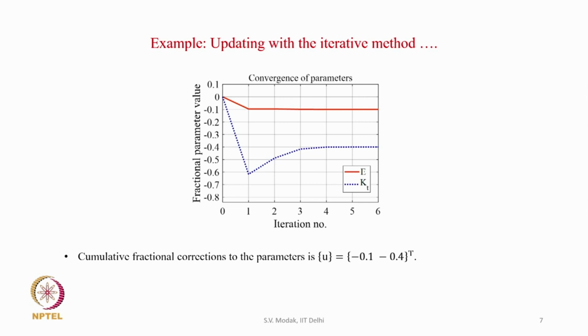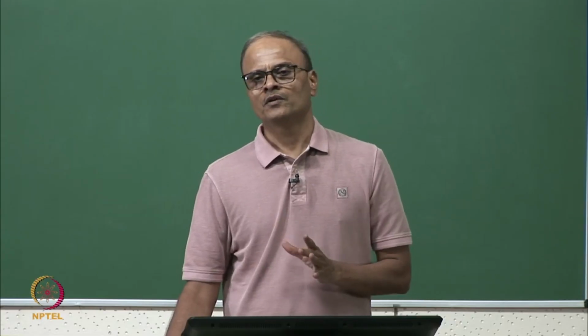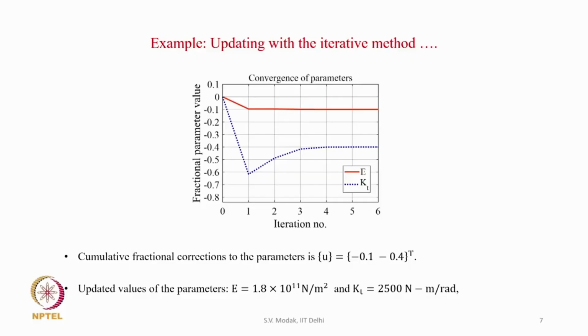So, the final absolute values of E and KT are obtained as this. E is found to be 1.8 × 10^11 Newton per meter square, and KT is found to be 2500 Newton meter per radian, and these values are found to be exactly matching with the values that were simulated in the experimental model. So, this shows that the iterative method has been able to identify the correct values of the uncertain parameters.